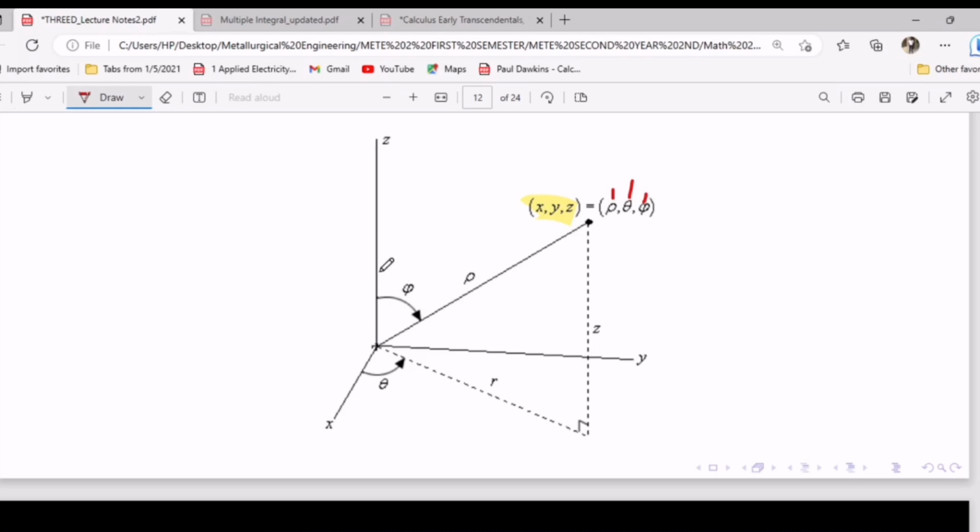This is how we sketch. This is the x, y, z plane. This angle here represents phi, and this also represents theta, and the line distance from the origin represents rho. With this, you can derive your formula from here. So let's move on.